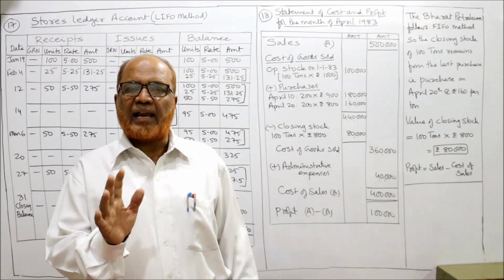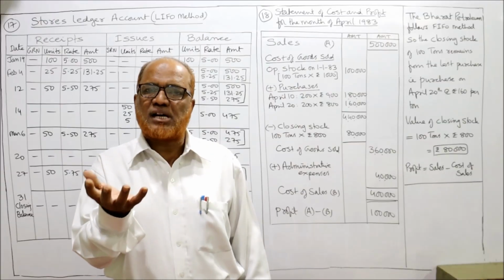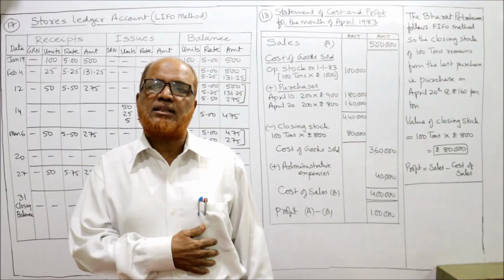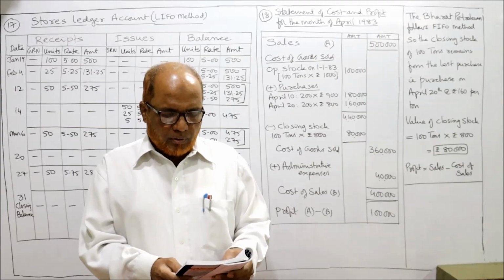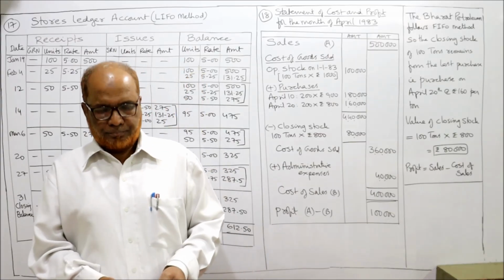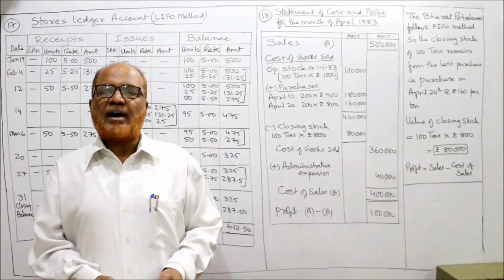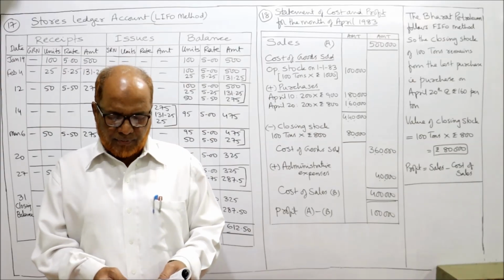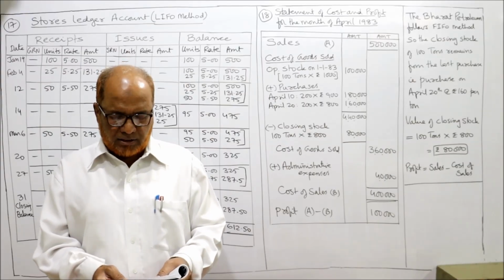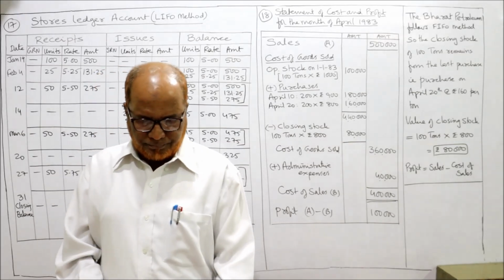It has not given the value. We have to find out what is the value of this 100 tons inventory on 30th April closing stock. Compute the following data by FIFO method. What we have to find out? Inventory valuation on April 30th, cost of goods sold in April 30th, profit or loss for April.